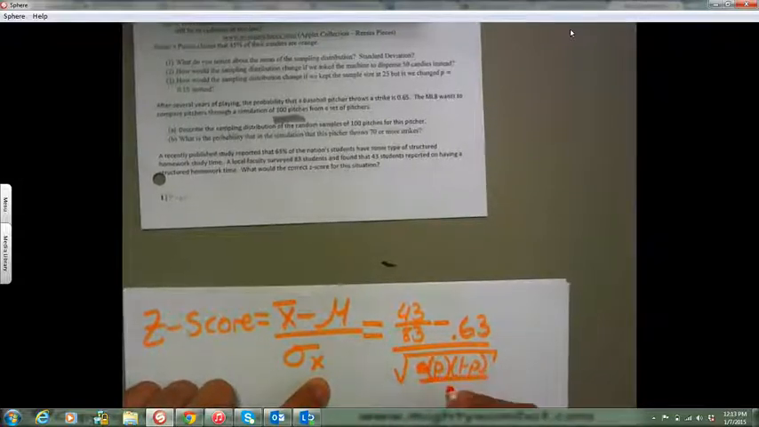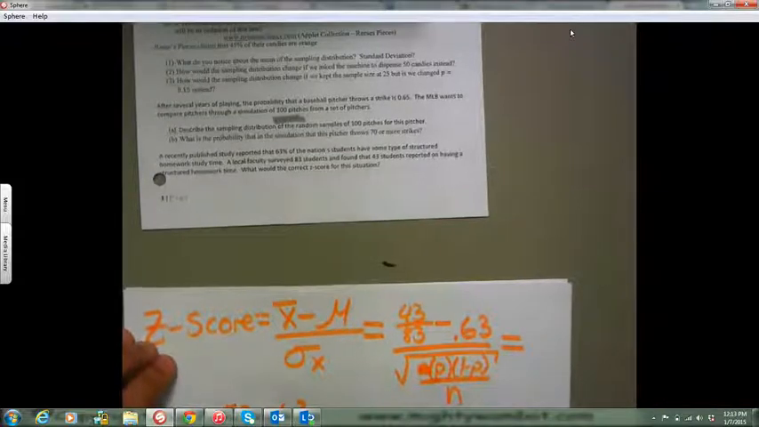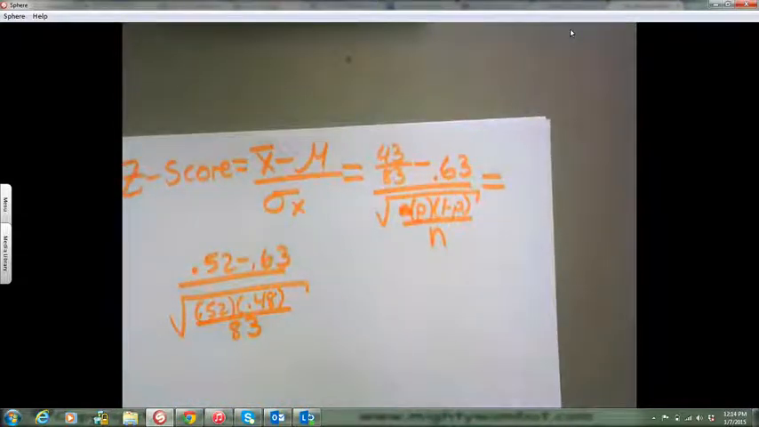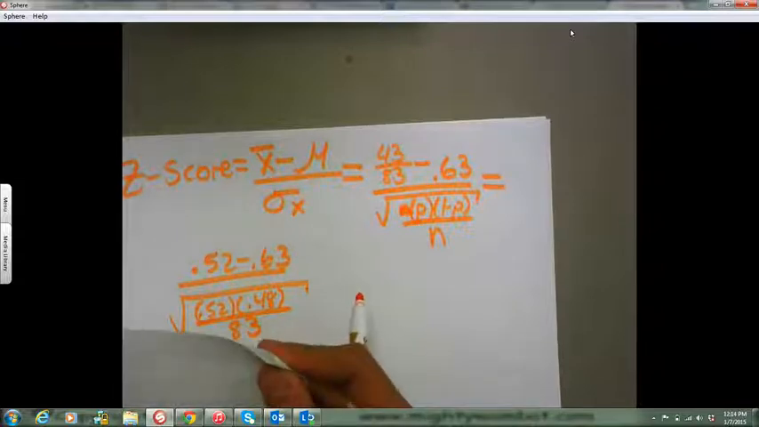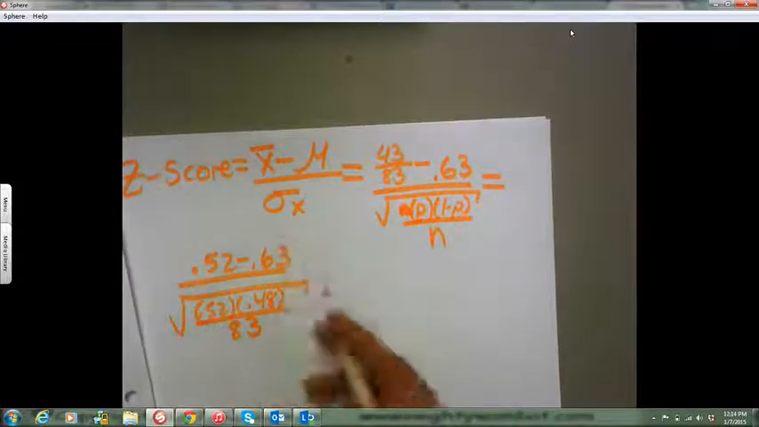So 43 divided by 83 is 0.52, minus 0.63, all divided by the square root of the probability of success 0.52 times 0.48 divided by N, which is 83. And this is, let's take a look here, answer choice D. Answer choice D matches this. So that'll be the answer for the z-score here.